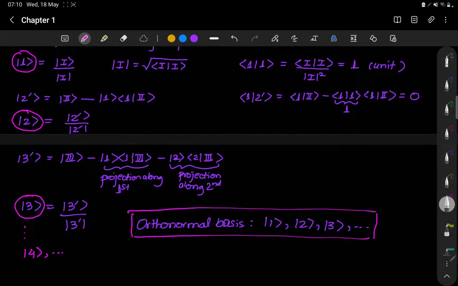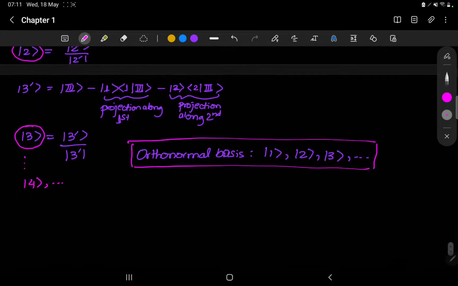So this is the Gram-Schmidt procedure for obtaining orthonormal basis vectors from a given set of linearly independent basis vectors which need not be orthonormal to start with. Orthonormal meaning each of the basis vectors is orthogonal to every other basis vector taken pairwise, as well as being of unit magnitude. So this is the Gram-Schmidt process.